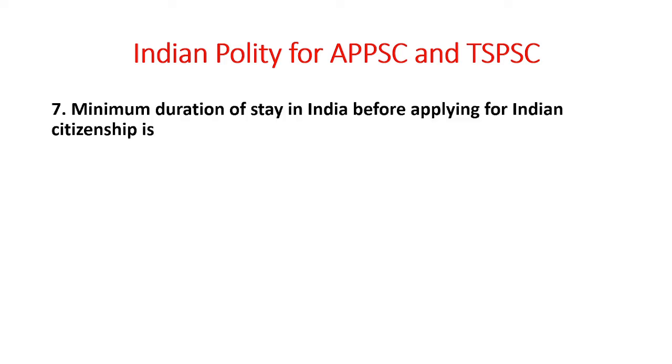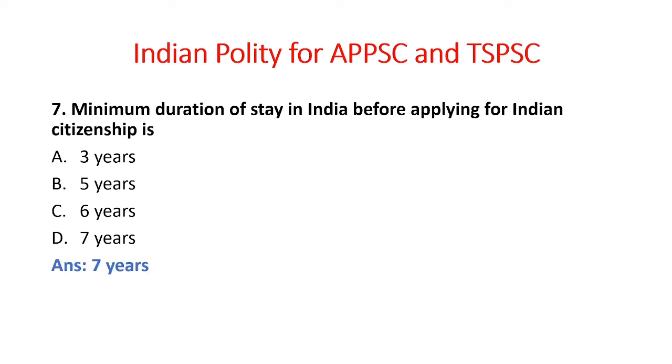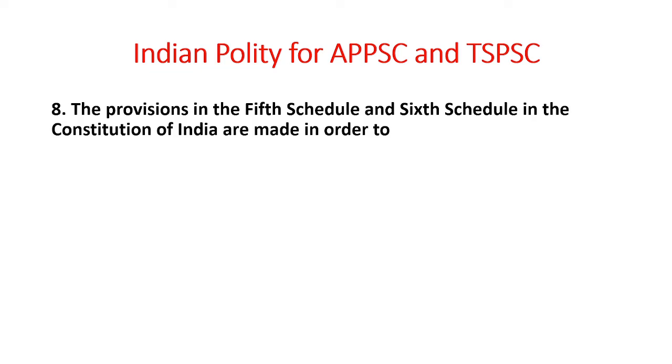Next. Minimum duration of stay in India before applying for Indian citizenship is: options are 3 years, 5 years, 6 years, and 7 years. What is the minimum duration of stay in India before applying for Indian citizenship? It is 7 years.